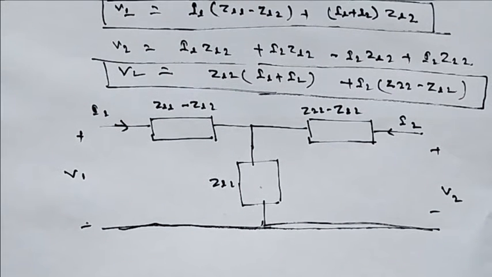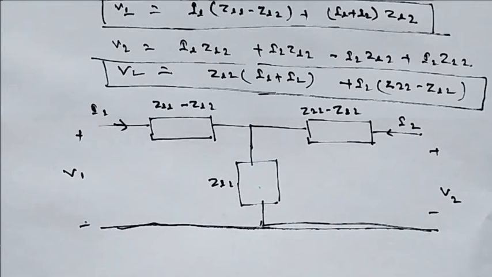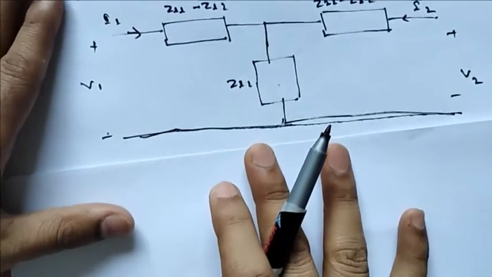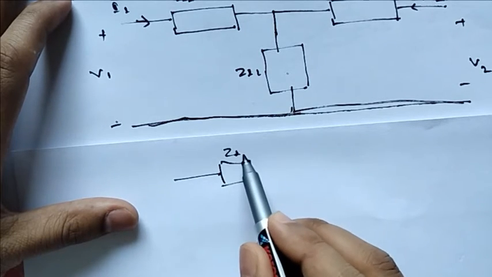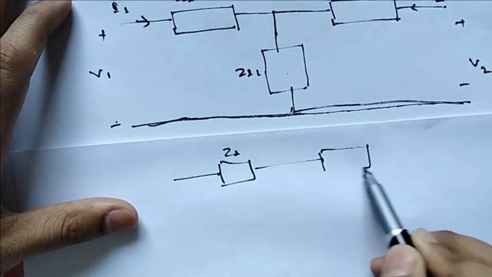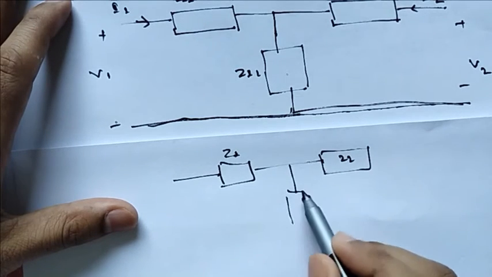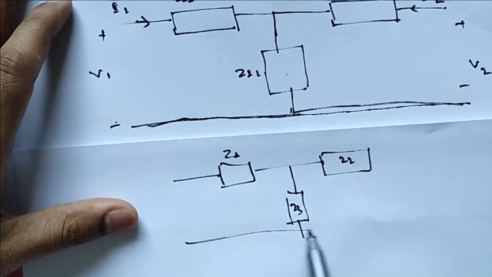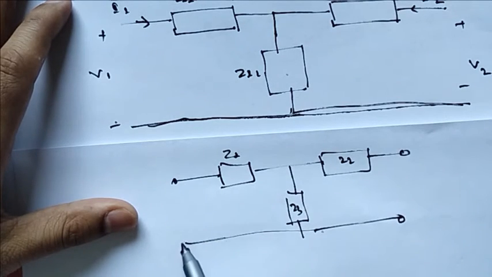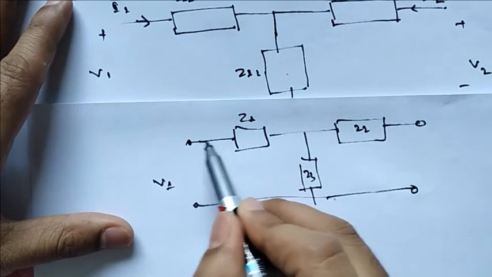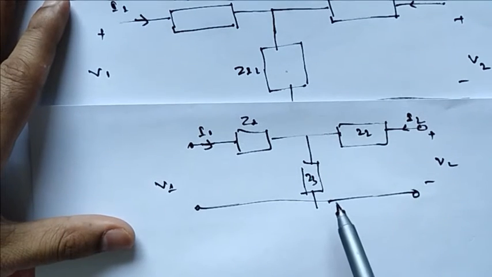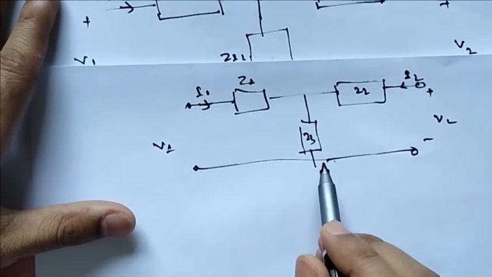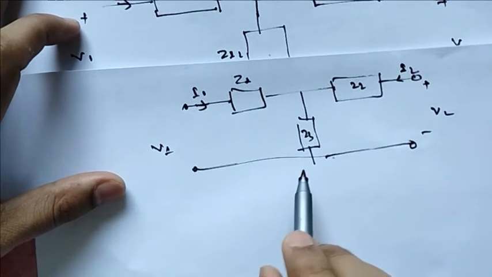Now suppose I am taking one example. This is the parameter that we have taken. Now I am taking this Z1, Z2, and this is your Z3. Now we need to calculate Z11, Z12. This is V1, this is your I1, this is your V2, this is your I2. Now we need to calculate the parameter Z11. For calculating the parameter Z11, what do we need to do?